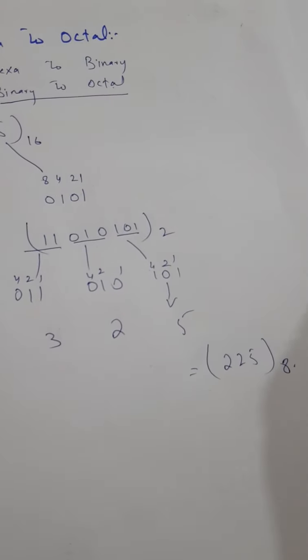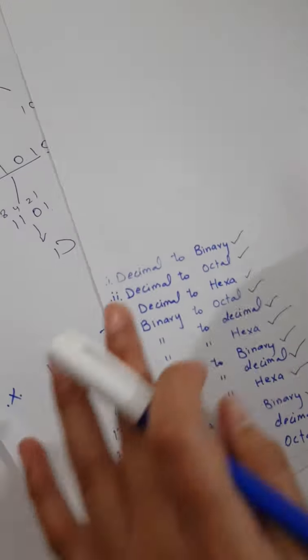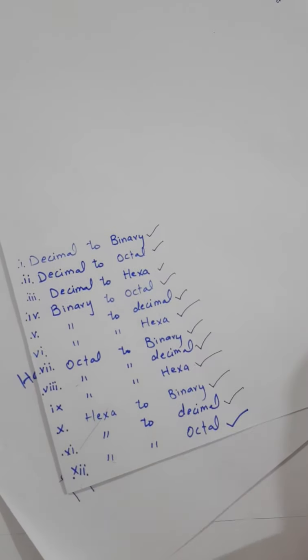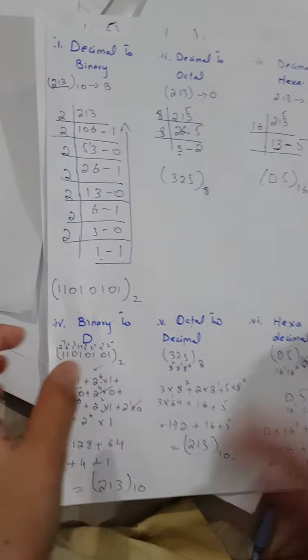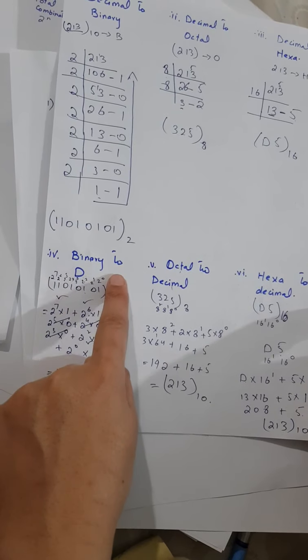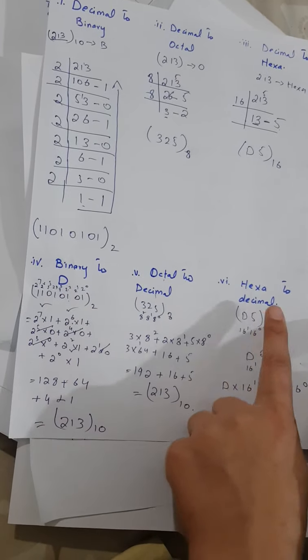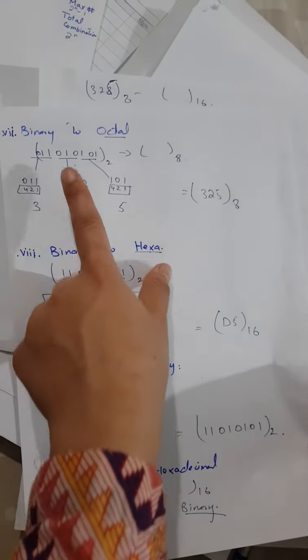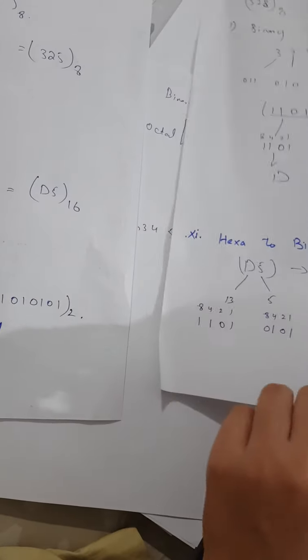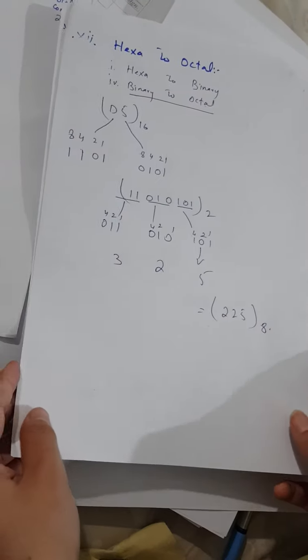Alright, so we have performed all the 12 conversions on the same number. You need to practice this and then you will understand the conversion. These are the 12 conversions: decimal to binary, decimal to octal, decimal to hexadecimal. Then we converted it back: binary to decimal, octal to decimal, hexadecimal to decimal. Then binary to octal, binary to hexa, octal to binary, octal to hexadecimal, hexadecimal to binary, and the last one is hexa to octal. These are the 12 conversions that we performed today.